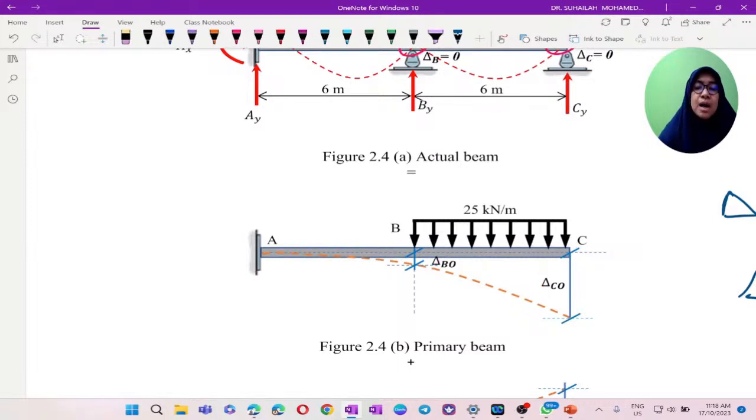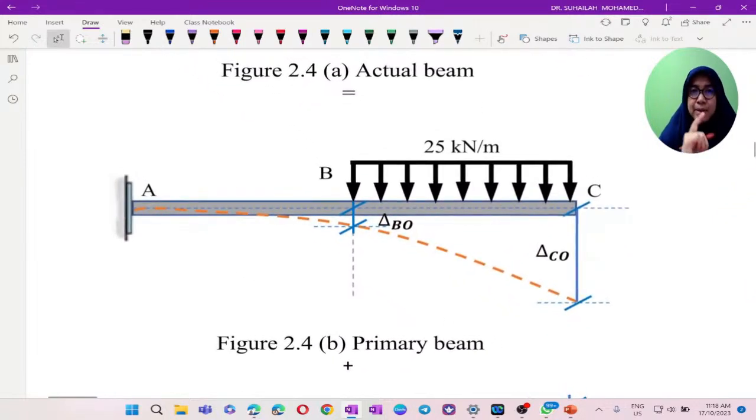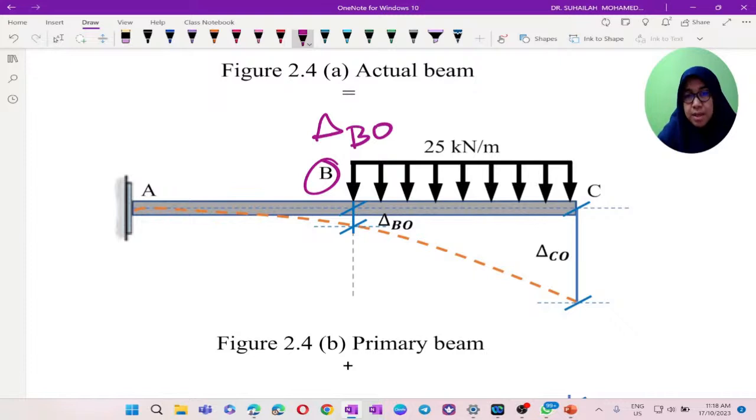So how are we going to label this? Remember the tips. We are going to calculate deflection at position B, so we label as B. For primary beam, B naught. Naught is labeled for primary system. Naught is labeled for primary beam. Okay, the first notation is for position, the second notation is for type of beam.